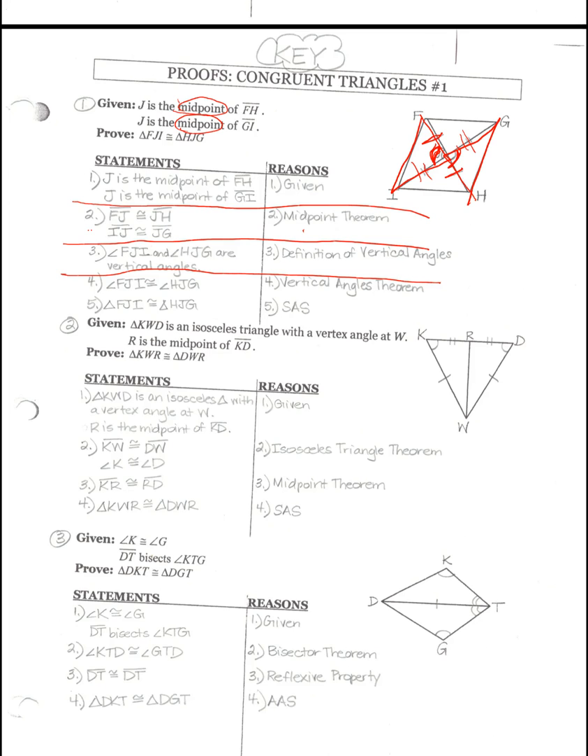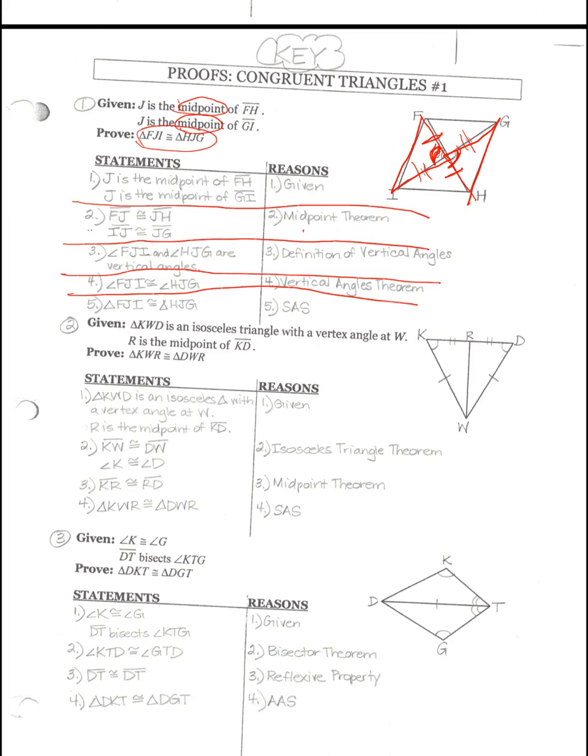Now that I've named them vertical angles in statement 4, I'm allowed to say, guess what? Those angles are congruent. Angle FJI is congruent to angle HJG. Why? Because of the vertical angles there. And now I have a side, an included angle, and another side in both triangles.